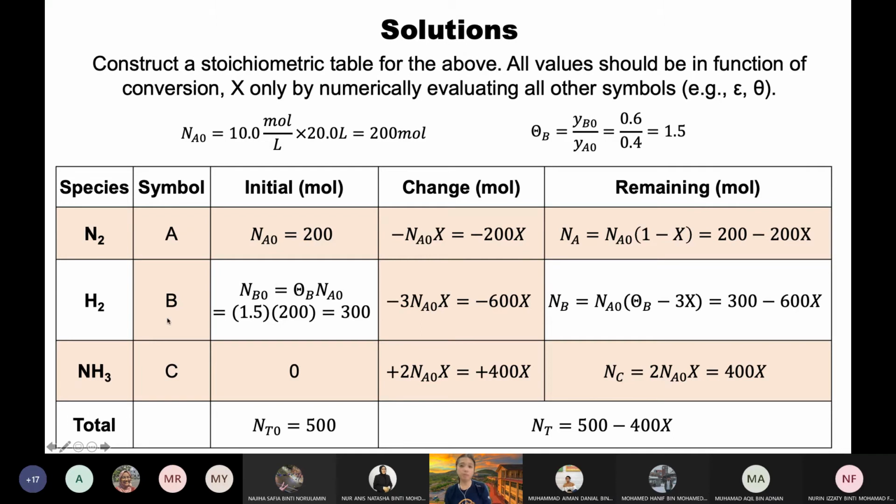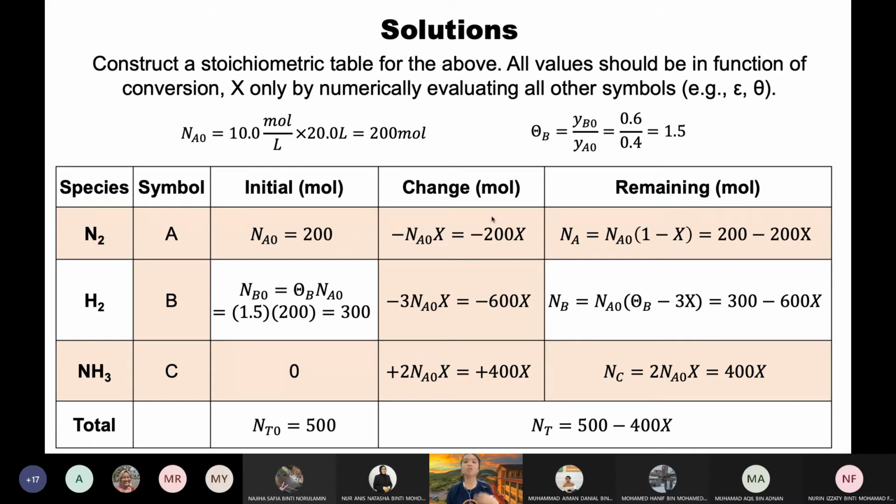Hydrogen gas, symbol is B. Ammonia, symbol is C. So we've followed the order. Okay, so we do first for nitrogen gas. Initial nitrogen gas, NA0 equals 200. We calculated that, right? NA0 equals 200.